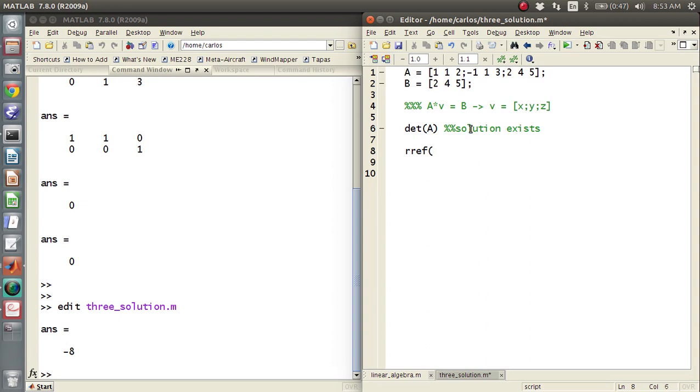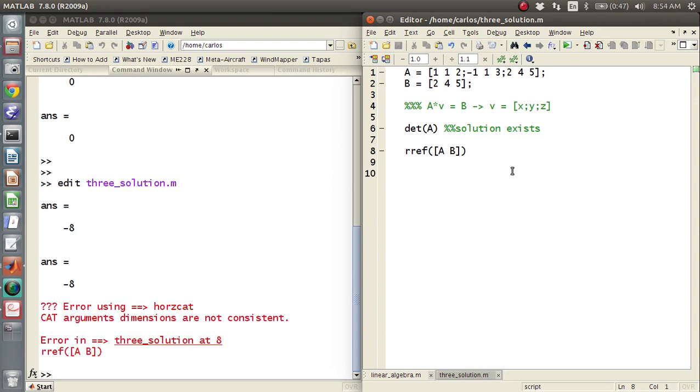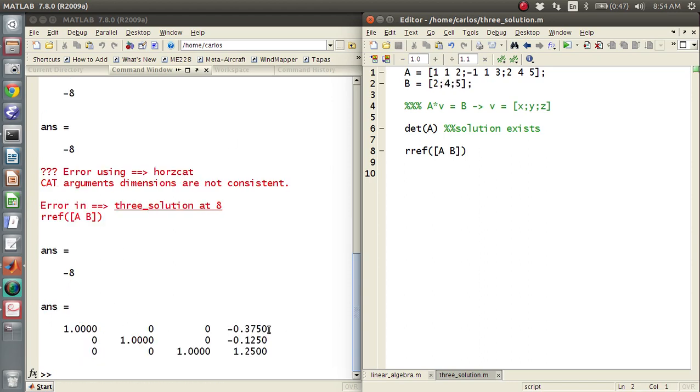And then I'm going to do RREF of A, B. And it says it doesn't like that, okay, because B needs to be a vertical. And here we go. So my answer is X is -3.75, Y is -0.125, and Z is 1.25. Now again, we can visualize this graphically by translating this into the form that we want. So I'm going to say that X varies from -2 to 2, Y goes from -2 to 2. In MATLAB, in order to plot two-dimensional surfaces, you have to do a meshgrid of X comma Y. And I'm just going to keep it XY so I don't confuse everybody. And then now we have to translate this matrix into 3 equations.